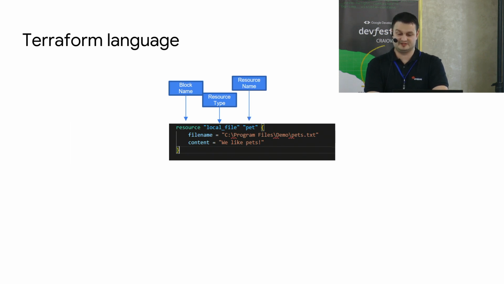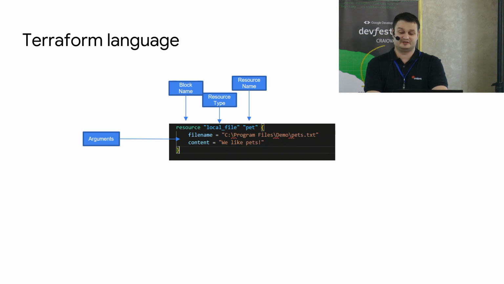The last part of this block is the name of our resource. This is a value internally interpreted by Terraform to keep track. This is of our own choosing, and since our file contains info about pets, I decided to name it pet. Between the curly brackets, we have the key value information. These are tied to the type of our resource.